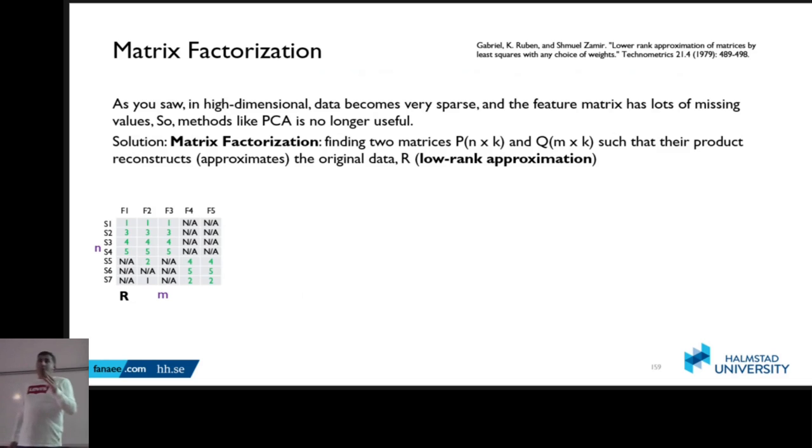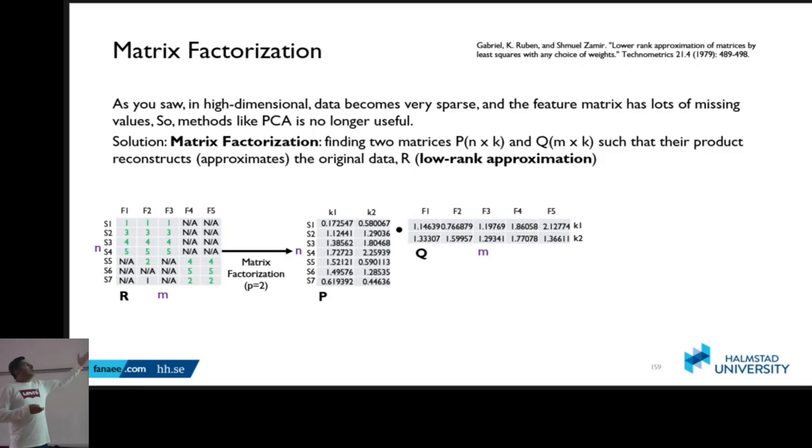So the solution for factorizing or reducing the dimension of this kind of data is no longer PCA. It's matrix factorization. We cannot have an exact solution, but we can have an approximate solution. So what does matrix factorization do? If you give it data with missing values, it finds two matrices, P and Q, of size N by K and M by K, where the size of the original matrix is N by M.